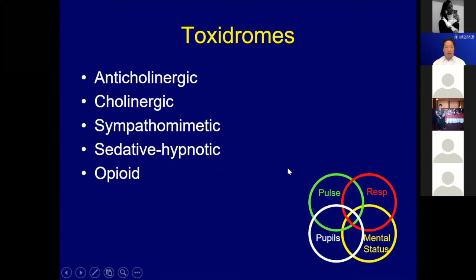So next slide. The 5 different toxidromes are anticholinergic, cholinergic, sympathomimetic, sedative-hypnotic, and opioid. Have you guys covered this in your medical training at all? I know you may not see it in the first years of medical school, but I think if we approach patients in terms of looking for toxidromes, it makes it much easier in terms of how to manage them.